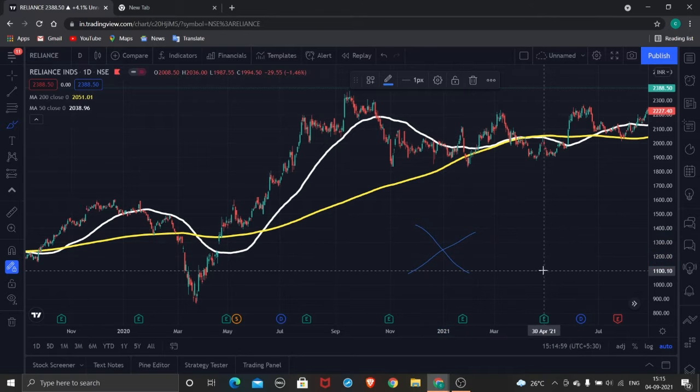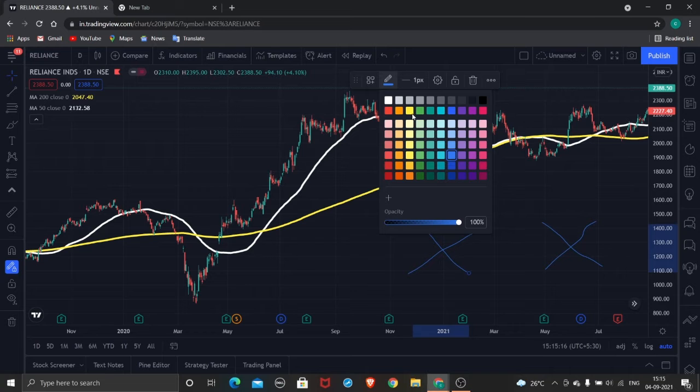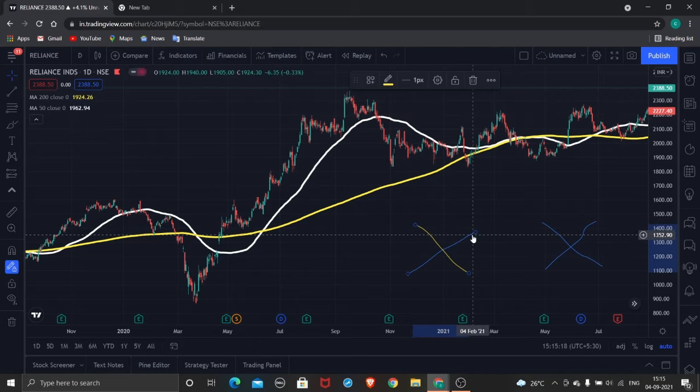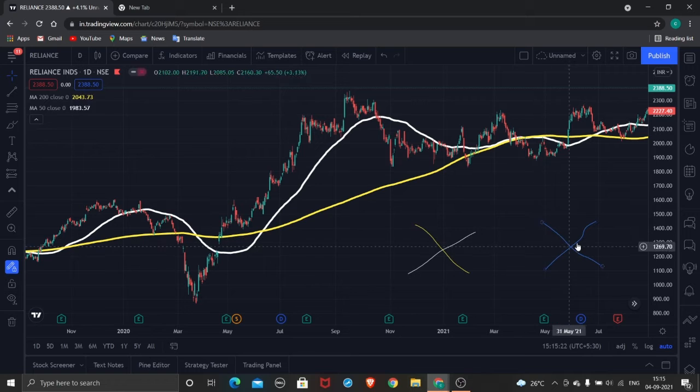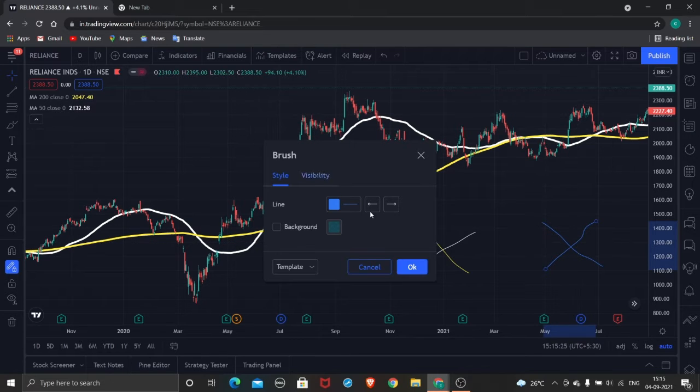Okay, here are the two lines. Let me draw them and color them as per the colors given to the moving averages, so that it could be a bit easy. The first one, which is yellow, is 200. This one is 200. This one is white, 50. And then going to this one, changing the color.